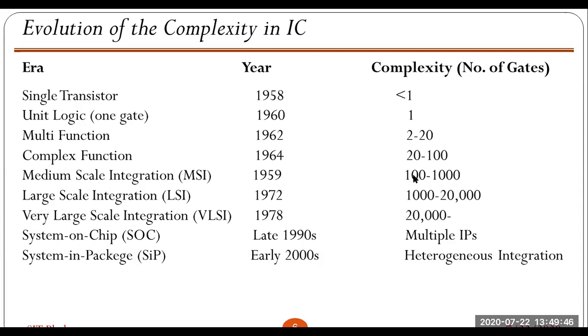Okay, so it's not mandatory that all the ICs are in the same technology. It may be different technologies, but different ICs packaged in a single package. That is system on package. Okay, but it has some disadvantages. But system on chip is still working fine now. Okay, so these are the evolution of the complexity in IC.